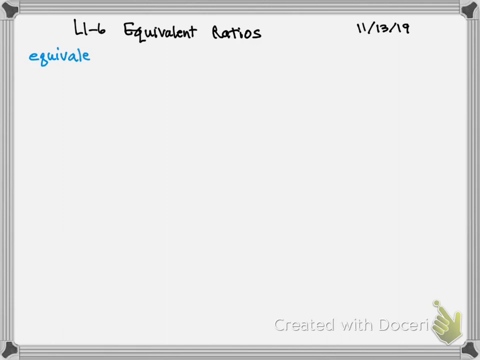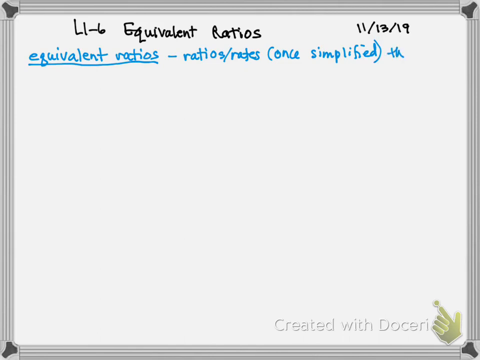Equivalent means equal value. Equivalent ratios are two ratios that have the same value, just like two fractions are equivalent if they have the same value. It may not look the same, but once you reduce them, they'll have the same value. This applies not only to ratios, but also to rates. So ratios or rates, once simplified, when you reduce them to lowest terms, have the same or equal values.